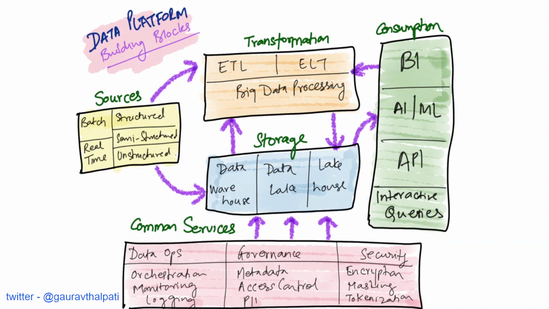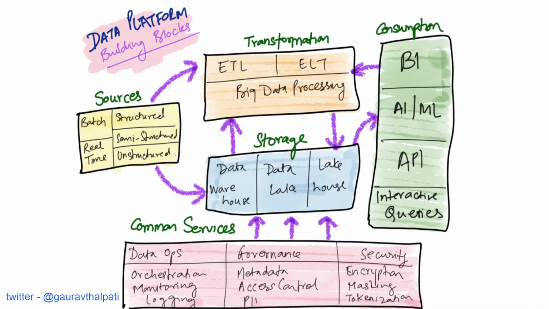Now, how to process this, how to ingest, how to transform, we will see in later sessions in this series. Today's lecture will only focus on what the different building blocks are and try to understand these in detail. Now, once we get the sources, then we have to either transform it or first store it. Again, it depends on whether you are using an ETL kind of a mechanism or an ELT kind of a mechanism.